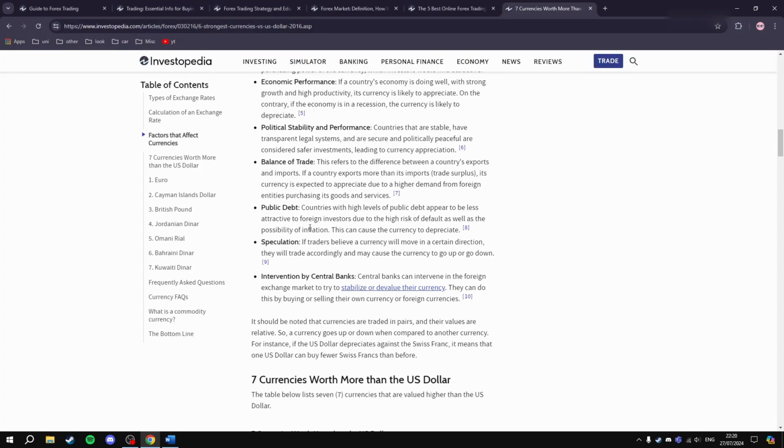If a country's economy is doing well with strong growth and high productivity, its currency is likely to appreciate. On the contrary, if the economy is in a recession, the currency is likely to depreciate.